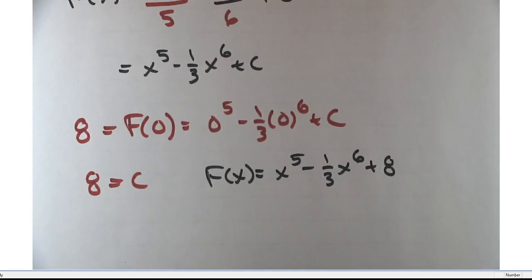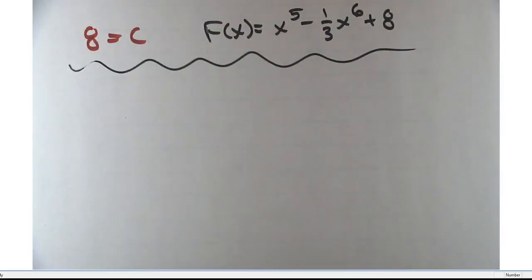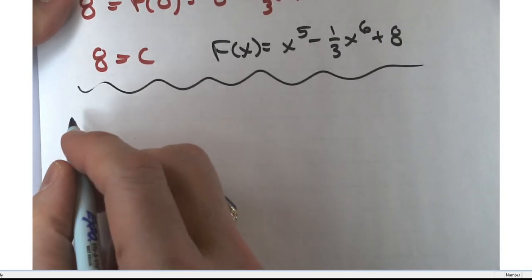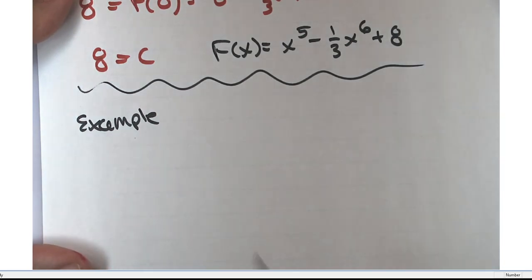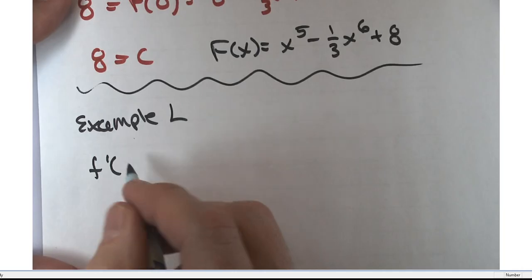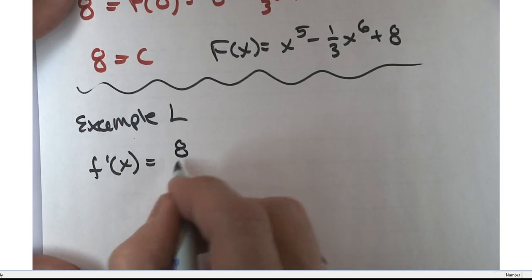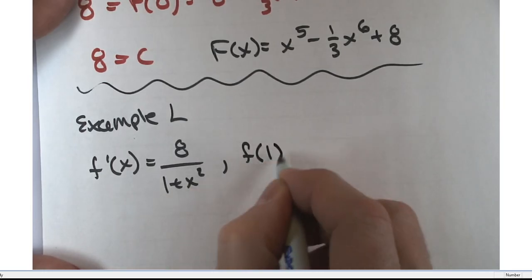Okay. Let me do example L, and then I'll have you do example K. So, I am kind of skipping up a problem. That's because I don't expect you to know the antiderivative of this one, although I do think we've mentioned it. So this is example L, and we've got f prime of x, well, on the paper it says t, but I'm going to write x, is 8 over 1 plus x squared, and f of 1 equals 0.